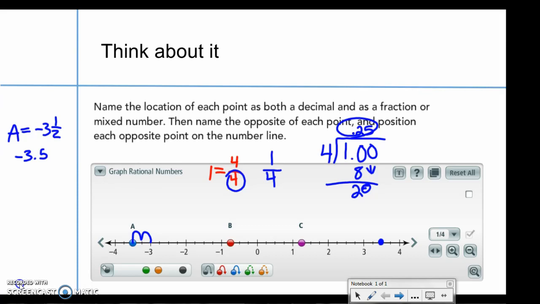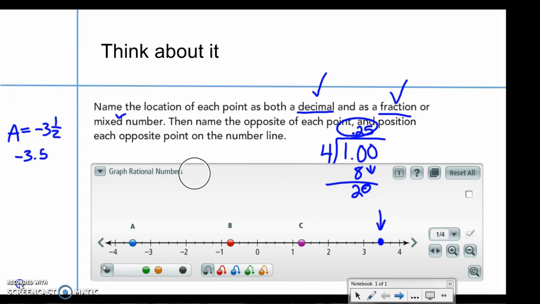Okay? So we found a decimal. We found the fraction or mixed number. Now we have to figure out where the opposite of -A, or -3.5, would be located on a number line. And I think I already plotted that point a minute ago while I was thinking, and so that will be located right here on the number line.